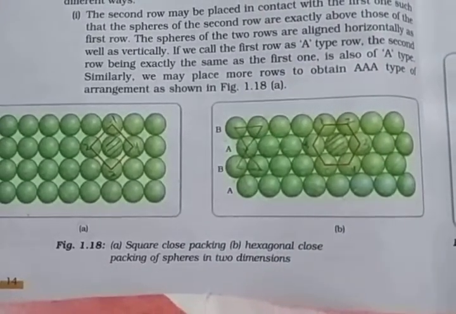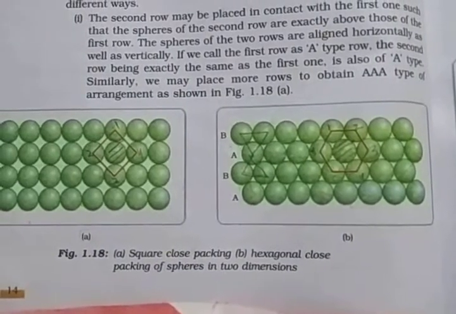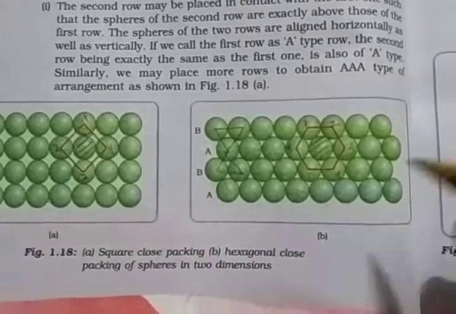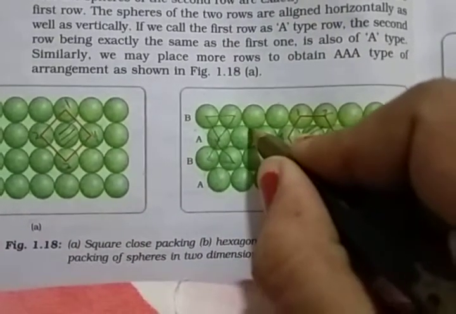Clear? So we can also see that some voids are present. These are triangular in shape. Here you see, these are the voids.